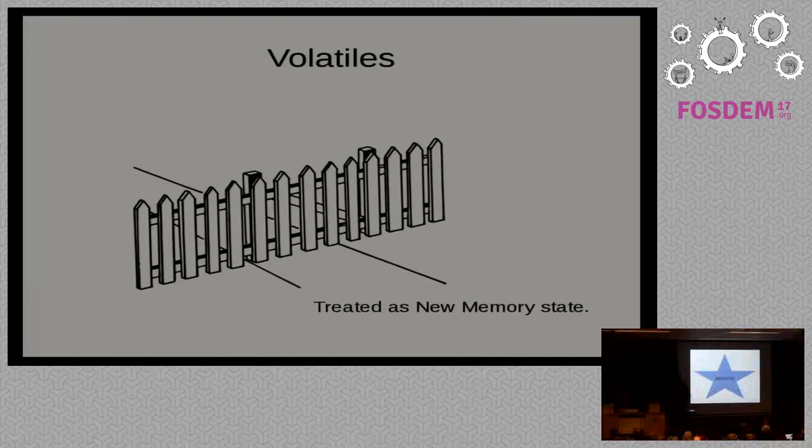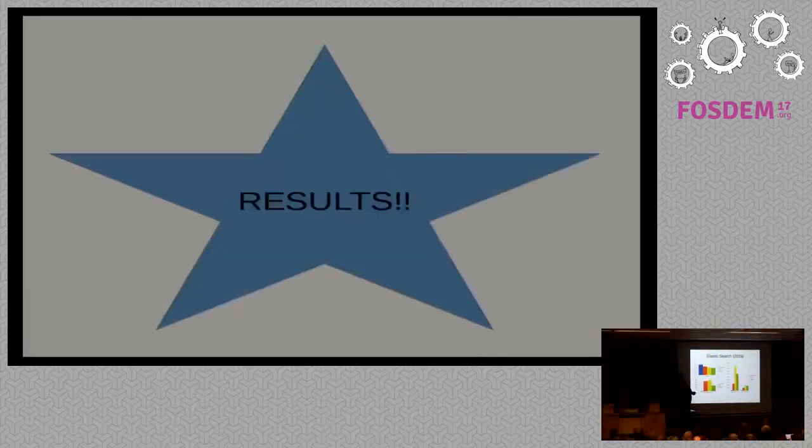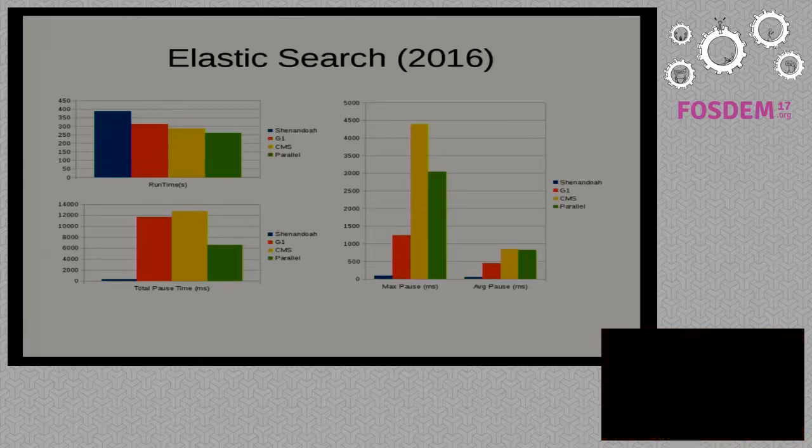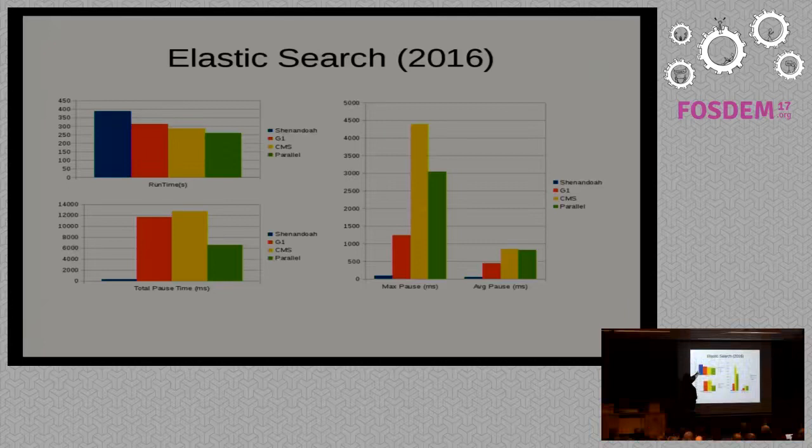I'm going to be really quick because we're going to do a demo afterwards. This is Elasticsearch. I wrote an Elasticsearch benchmark because I wanted to see. And the only thing that's really interesting here is you can see that this was also, again, from 2016. We were slightly slower in terms of runtime. But if you look at our total pause time in milliseconds compared to the other collectors, we rock. If you look at our max pause times and our average pause times, we also rock. If your main consideration is response time and you can't afford to pay for pauses, Shenandoah is huge.